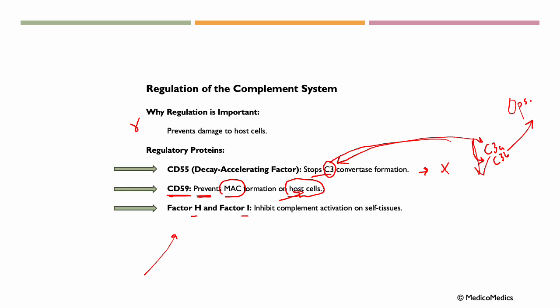So while the complement system is a powerful weapon, right, these regulatory proteins are just as critical. They act as protectors or safeguards to ensure that the immune system fights pathogens, not the body itself.